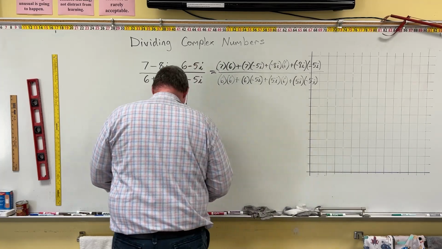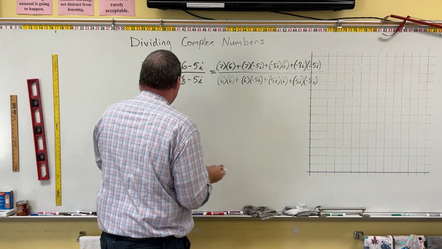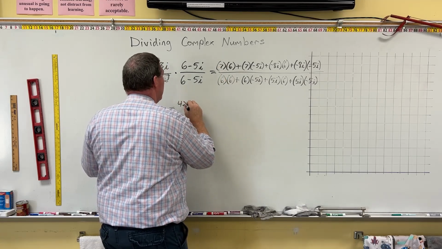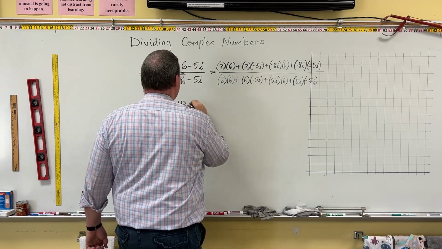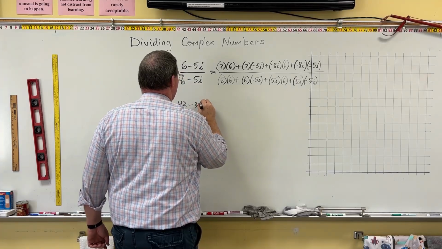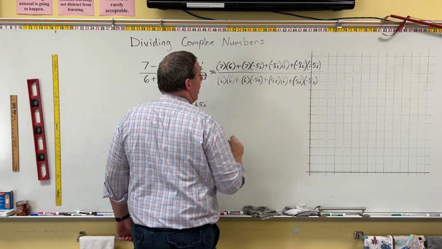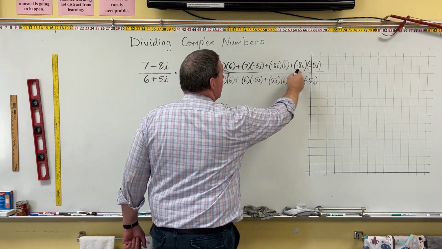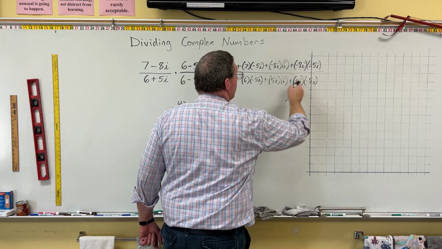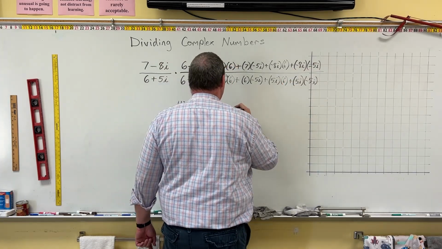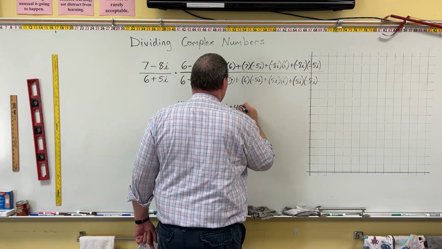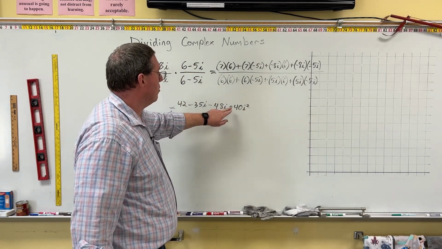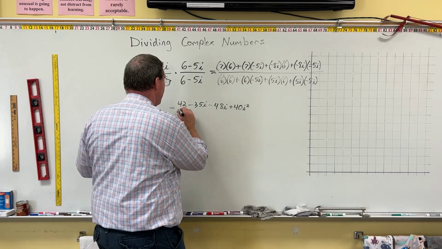So let's see here. In the numerator, 7 times 6 is 42. 7 times negative 5i is minus 35i. Negative 8i times 6 is minus 48i. And then negative 8 times negative 5 is plus 40, and it's i squared. So plus 40i squared. Now we know this i squared is going to become a negative, and it's going to turn this into minus 40. We'll do that in a minute.